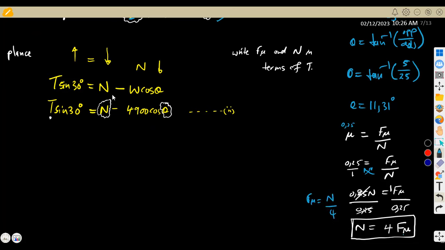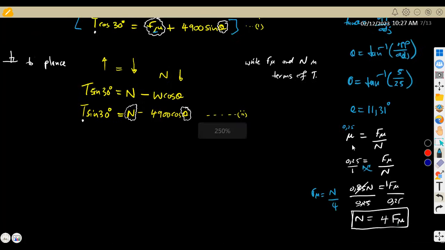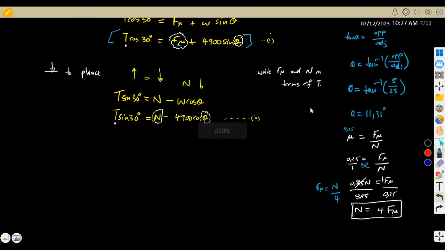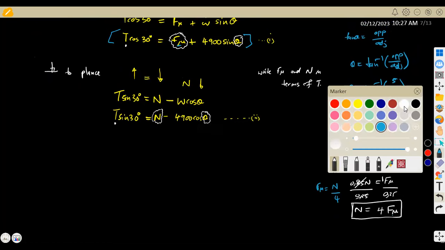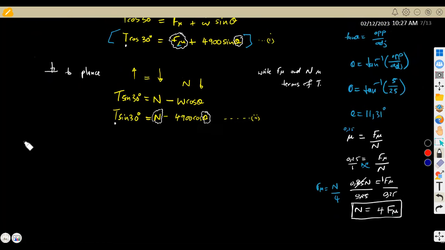If you wanted to write frictional force in terms of N, you could have written it like that. Okay, so now let's get back to our equations, guys. From those equations that we had, we are going to substitute these values that we obtained, that is our theta and all these values.